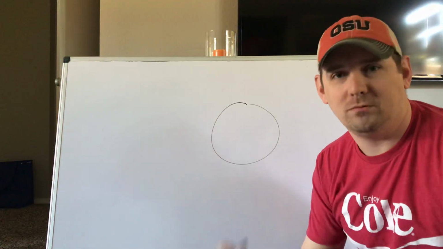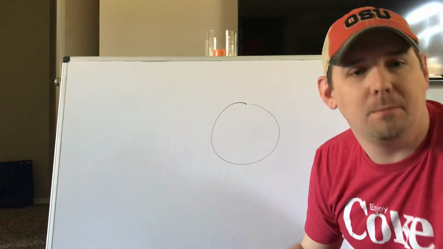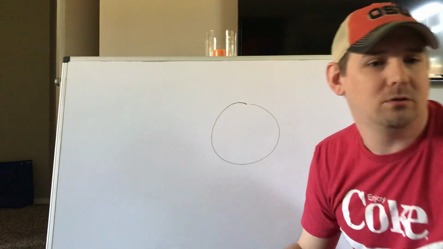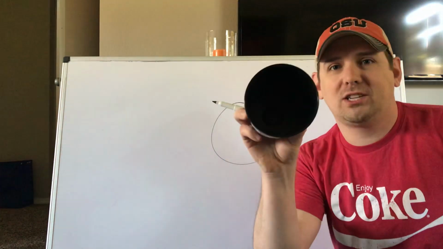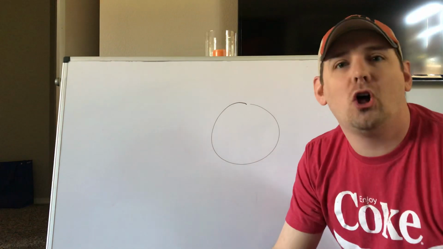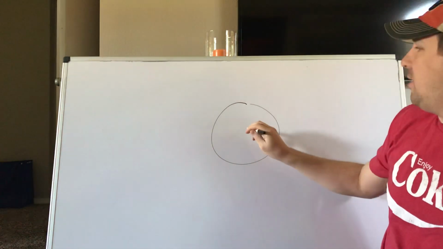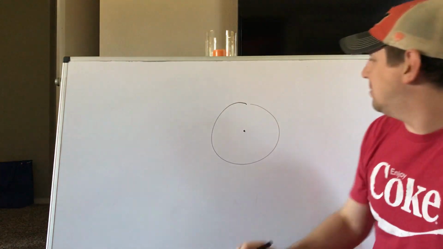That's a circle. Circles are everywhere. Like my beaver coaster is a circle. This cup has a circle on it. Circles you use all the time. There's a couple things about circles that you need to know, some vocabulary terms.